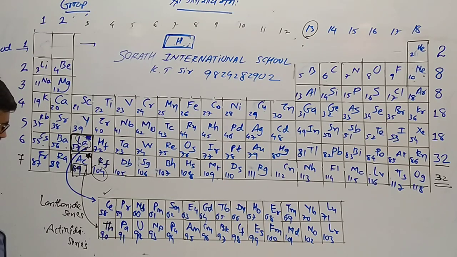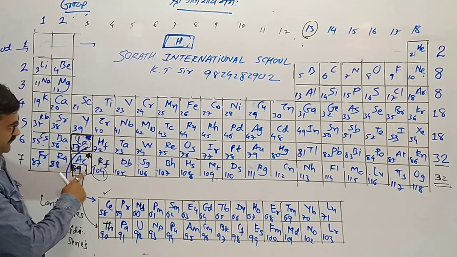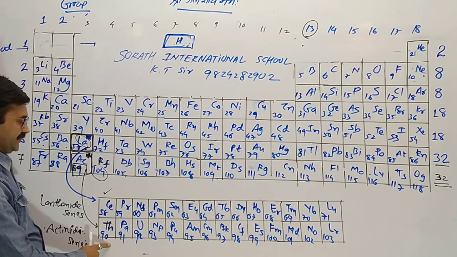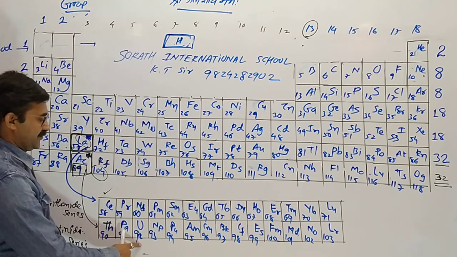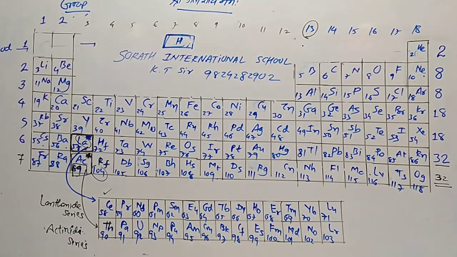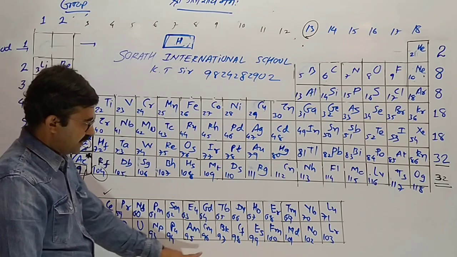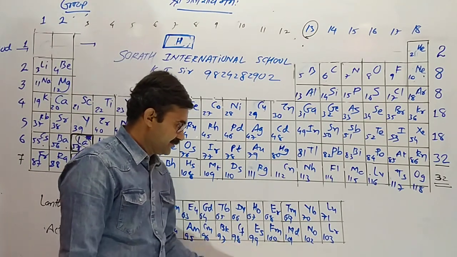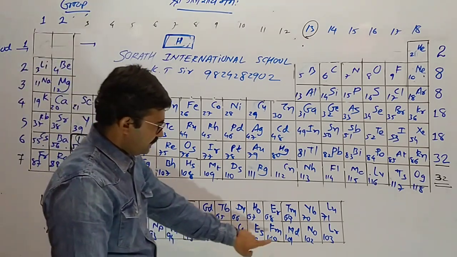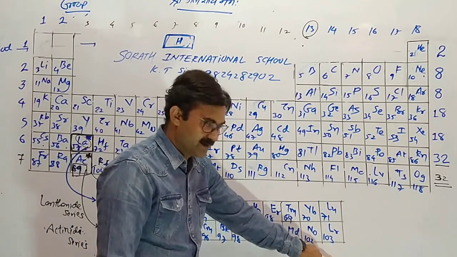In the actinoids, after actinium 89, start with thorium: thorium, protactinium, uranium, neptunium, plutonium, americium, curium, berkelium, californium, einsteinium, fermium, mendelevium, nobelium and lawrencium.